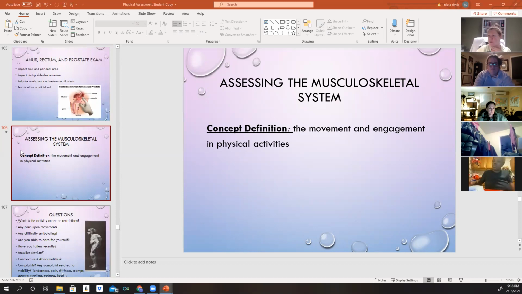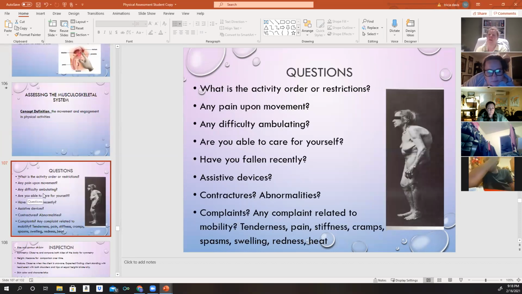So assessing the musculoskeletal system, this is the movement and engagement in physical activities. So questions that we want to ask them, what we want to look at is what is the activity order for our patient? So if you get a new patient to the floor, what's their activity order? Do they want them out of bed 3 times a day? Do they have up ad lib, which means they can get up as they please, or are they on bed rest? Do they have any restrictions? Do they just have surgery and maybe they're non-weight bearing on one of their extremities?